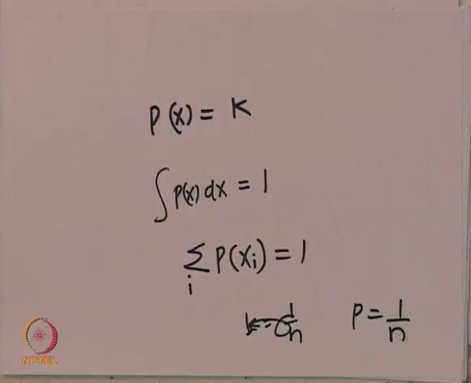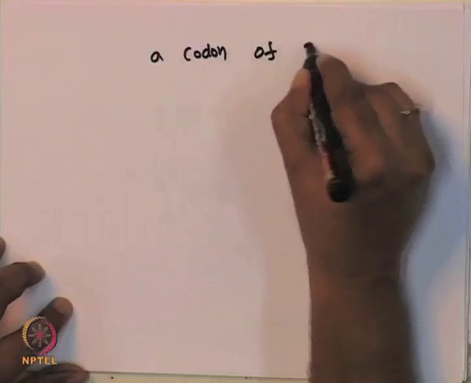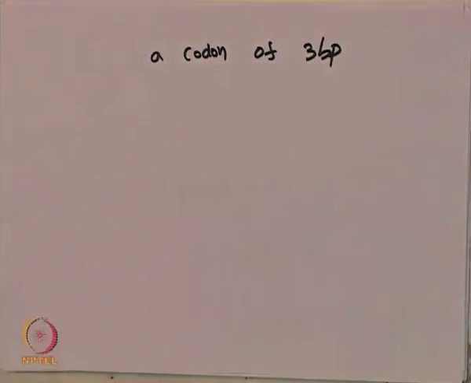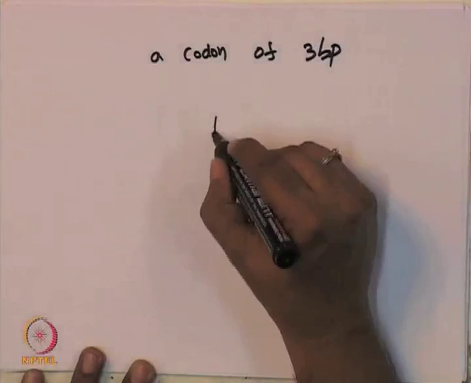Okay. So, now the third example which we discussed is here. Let us say you have a random sequence, n base pair of random sequence. Let us think of a random 3 base pair, like a codon of 3 base pair. What is the probability that you will find a codon of ACT?